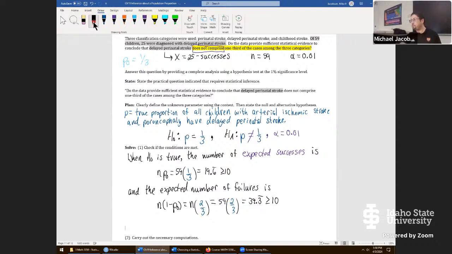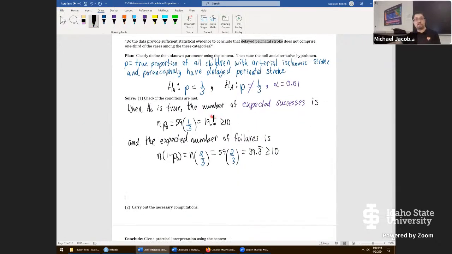which also exceeds the benchmark of being at least 10, so greater than or equal to 10 there. After showing these two numbers, the 19.6 and the 39.3, we can now safely assume the sample size is large enough. So we're all good on that end. It's not the most critical condition.